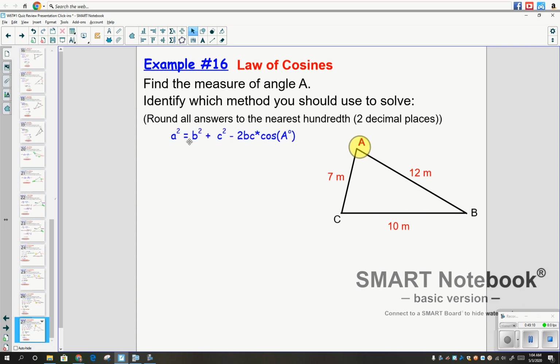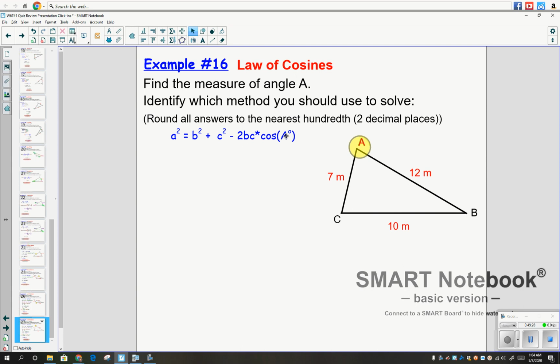Using the A squared equals B squared plus C squared minus 2BC times cosine of A. Well, it's the only one that's got angle A in it. I don't want to find angle B or angle C. I want to find angle A. So I have to pick the formula that's got angle A in it.